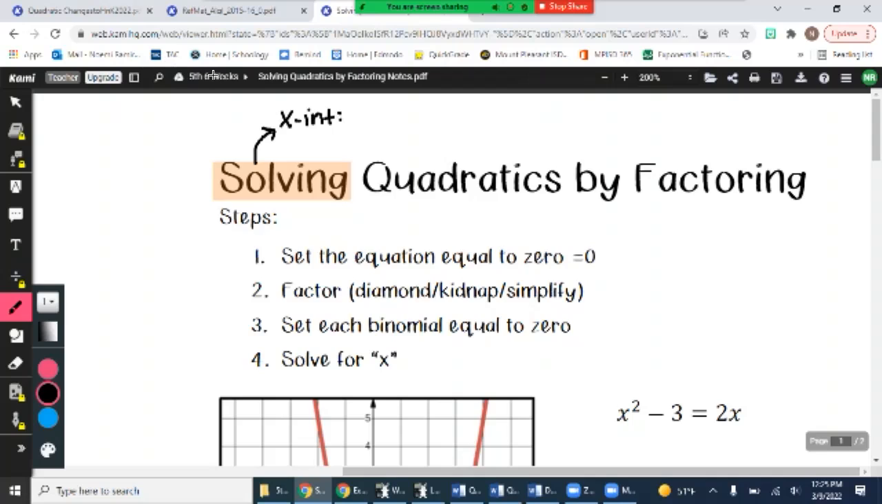X-intercept. What's another word for an x-intercept? Zero. What else? Roots. Solutions is a similar word to what? Not solving. A solution. A solution is another way of saying the answer. So x-intercept is the solution. Your x-intercept is the answer. The most popular of those three is which one?